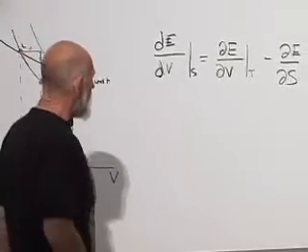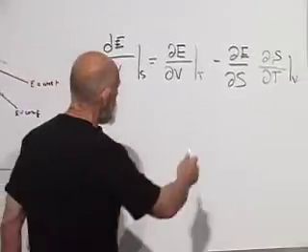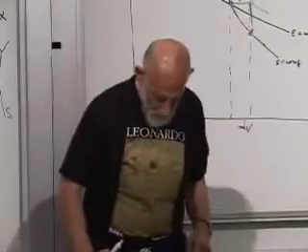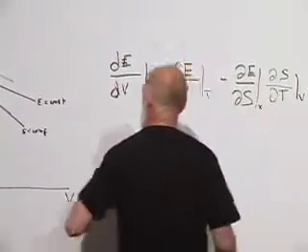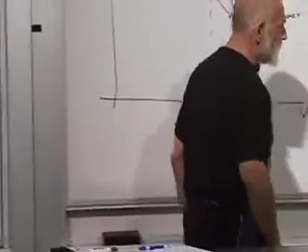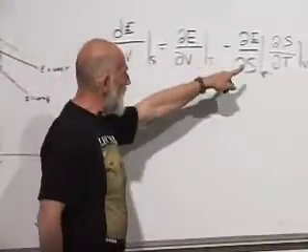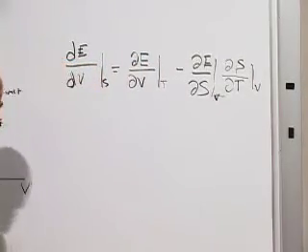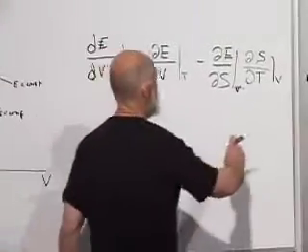Okay, good. What is this? This is dE by dS at fixed volume. Sorry, at fixed volume. So yeah, at fixed volume. Okay. dE by dS at fixed volume times dS by dT at fixed... No, I've got something wrong here. dS by dV at fixed temperature.